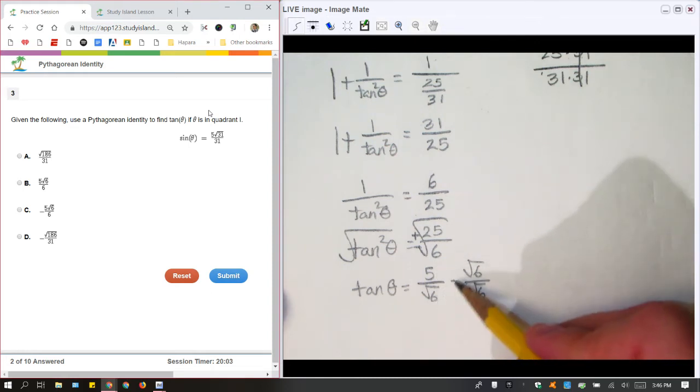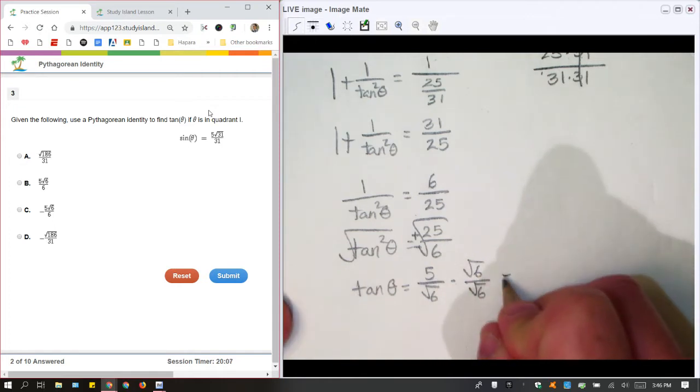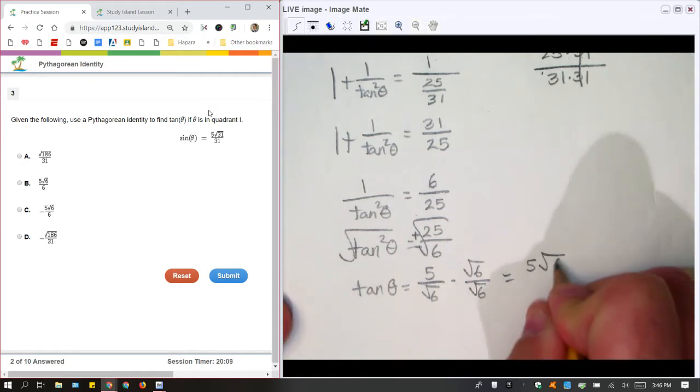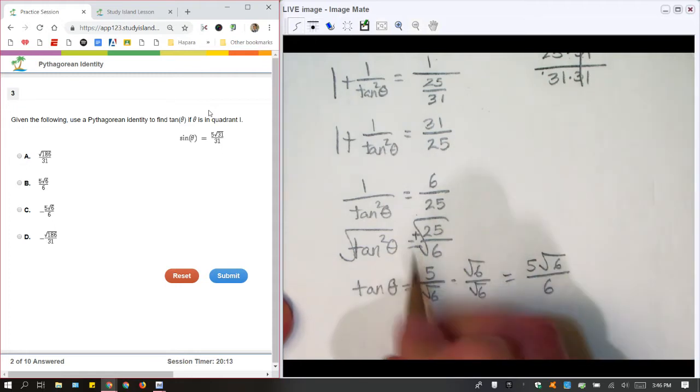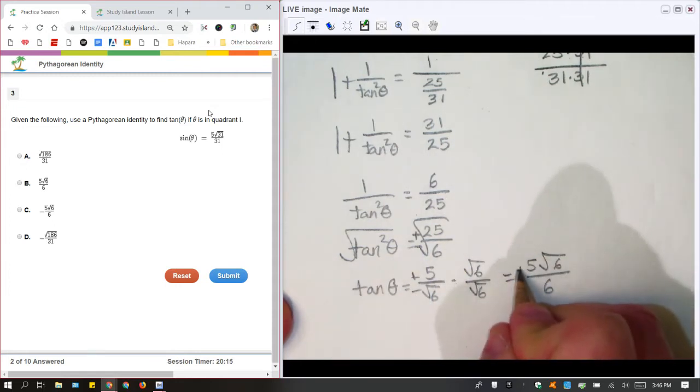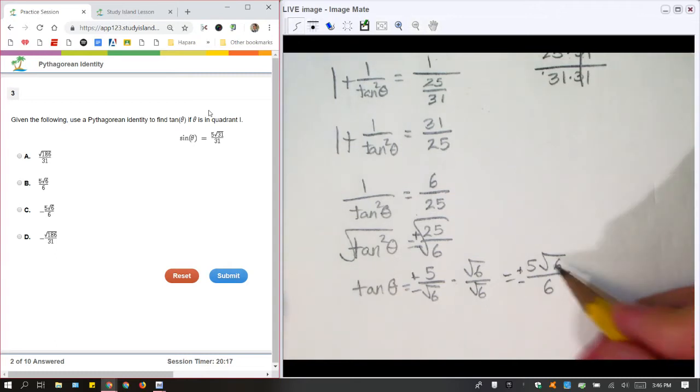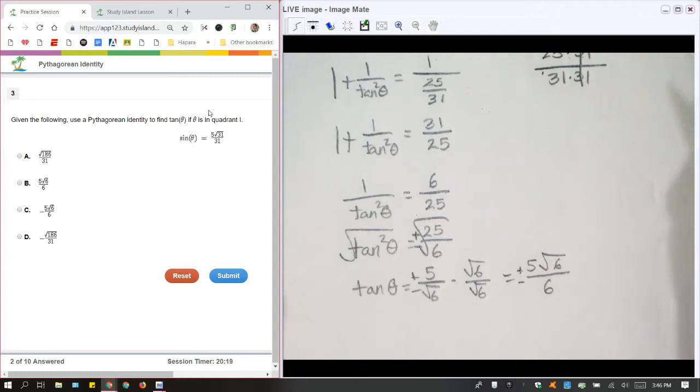5 over root 6 times root 6 over root 6 equals 5 times the root of 6 over root 6 times root 6 is just 6. And all of this is the positive or negative version. So we have 5 root 6 over 6. 5 root 6 over 6 is our answer. But remember, everything's in quadrant 1, so everything's going to be positive at this point. So we've just got 5 root 6 over 6.